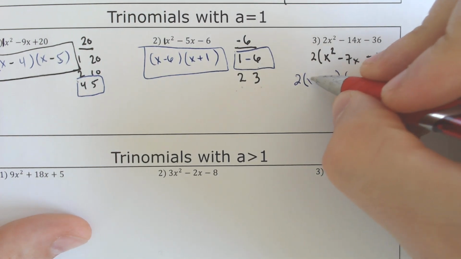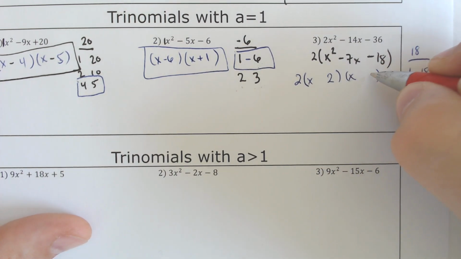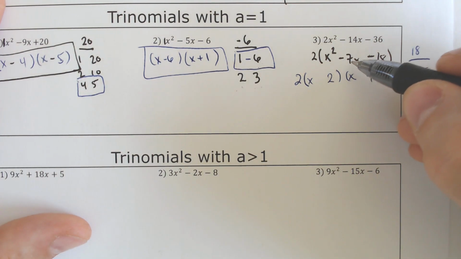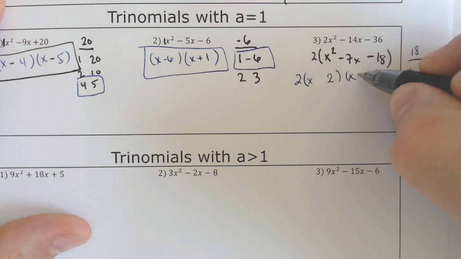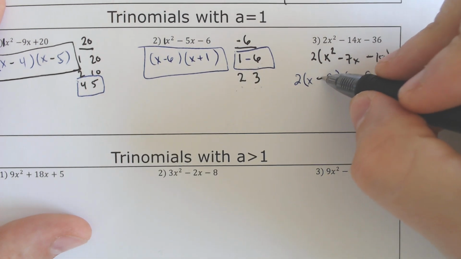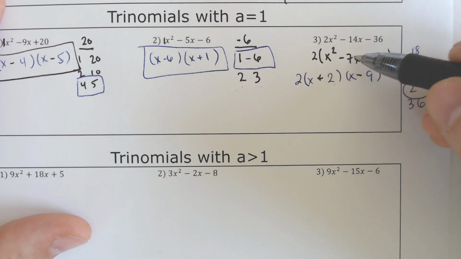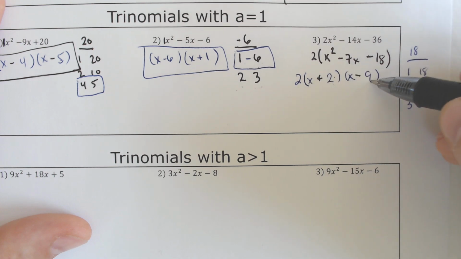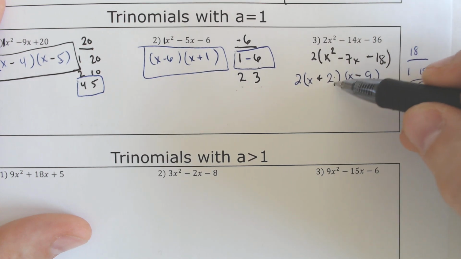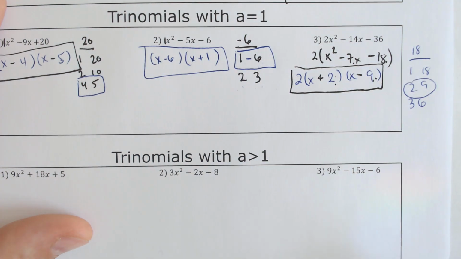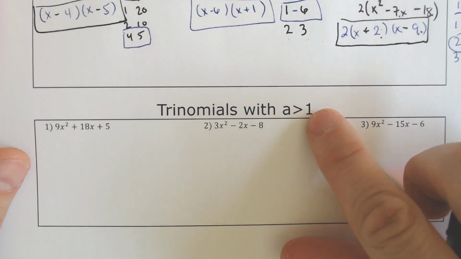We got an x. We got an x. We're going to throw the 2 here. We're going to throw the 9 there. Now we think which one has to be positive and negative to add to negative 7. The 9 would have to be negative, and the 2 would have to be positive because negative 9 and positive 2 add to negative 7. 2 times 9 is 18. These two add to the middle number. Here's our final answer. Let's move on to the ones that have a greater than 1.